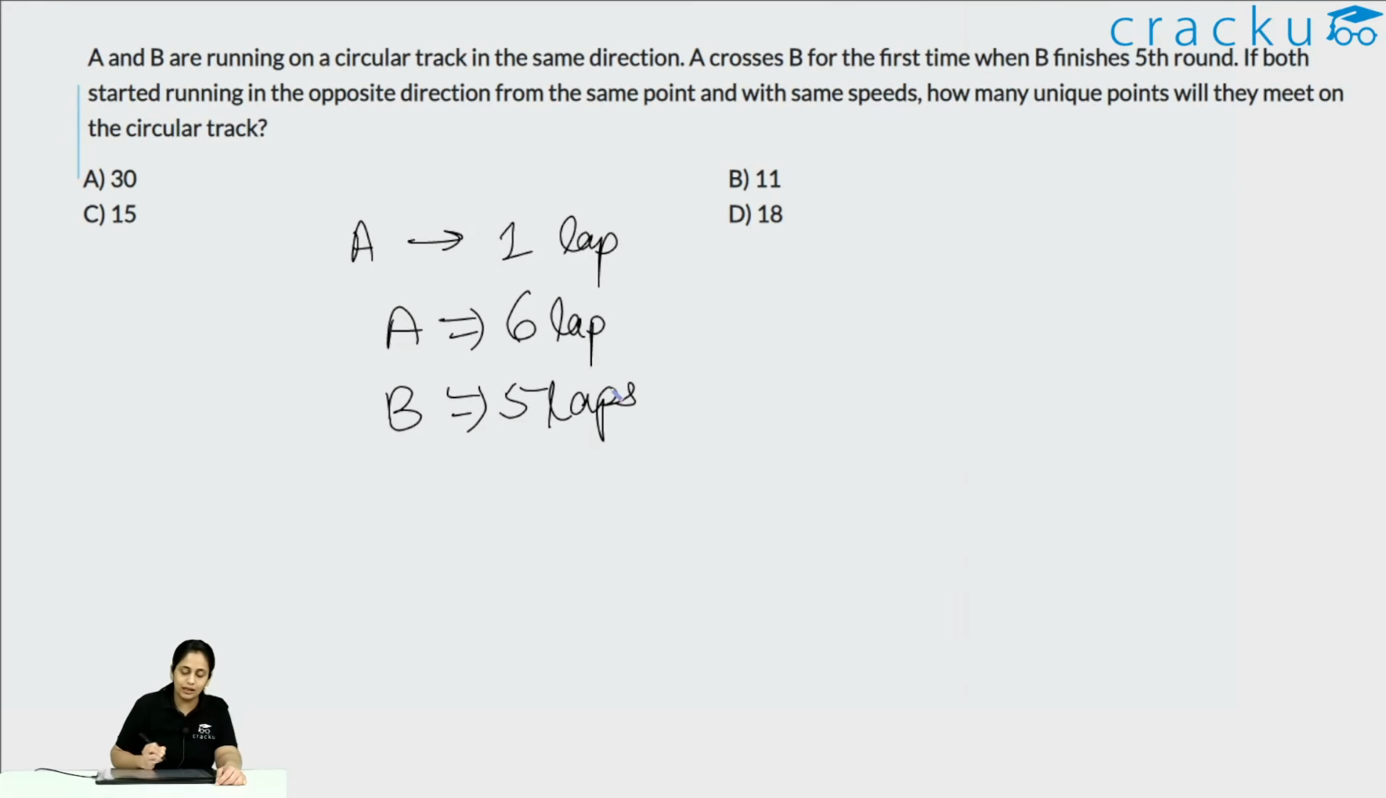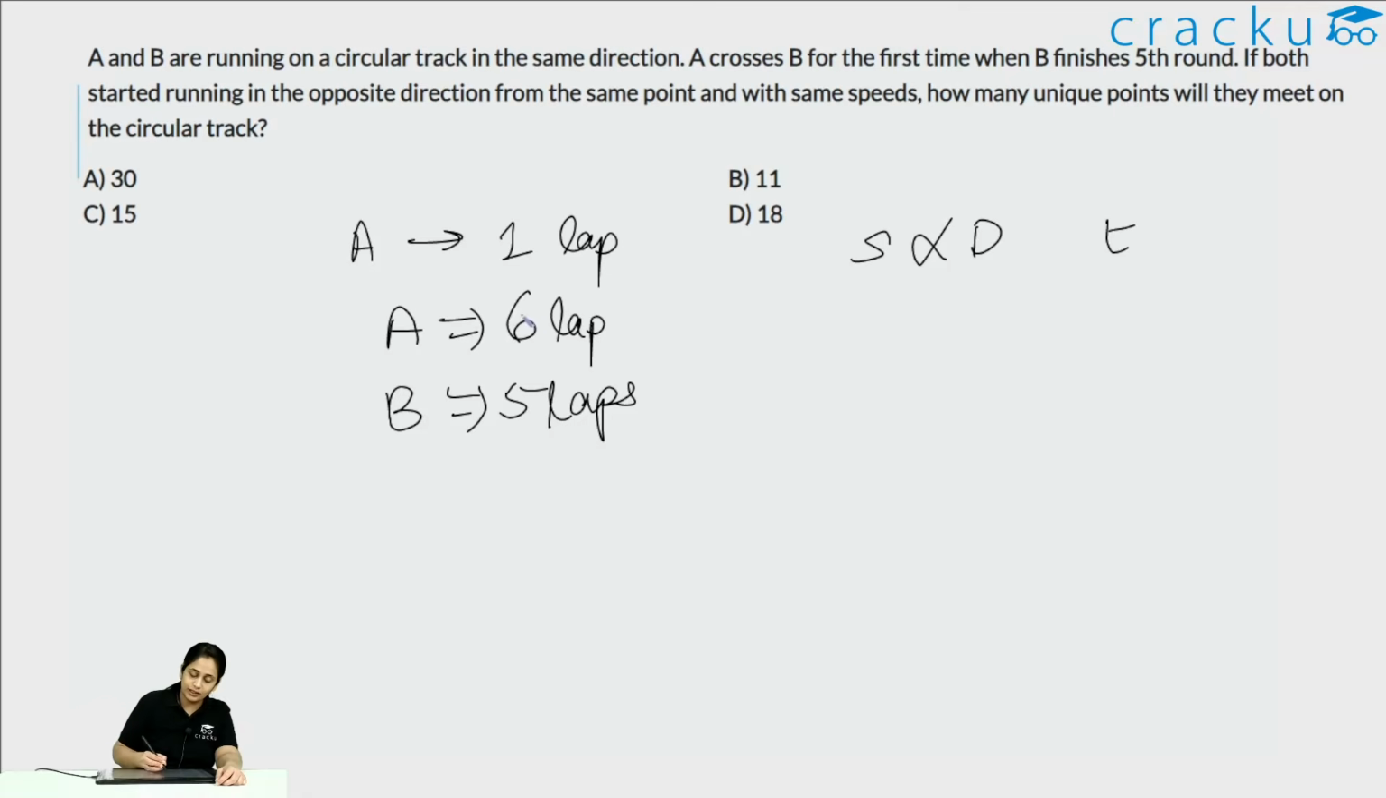What can this tell us about the speeds SA and SB? The time taken for them to do this is the same. Time is basically distance by speed. So if the distances are 6 laps and 5 laps, the speeds are also in the same ratio, because speed is directly proportional to distance if time is constant.